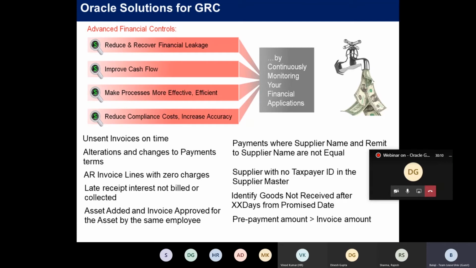Now, why would somebody need GRC? For these reasons: to find out the financial leakages. When I say financial leakages, it could be a revenue leakage, an expenses leakage, an asset leakage, or an overstatement of a liability. When it comes to improvement of cash flows, for example, where discounts are available and you have money in hand, you could have paid and taken the discount. It's a negative flow that you have missed, in the financial leakage.